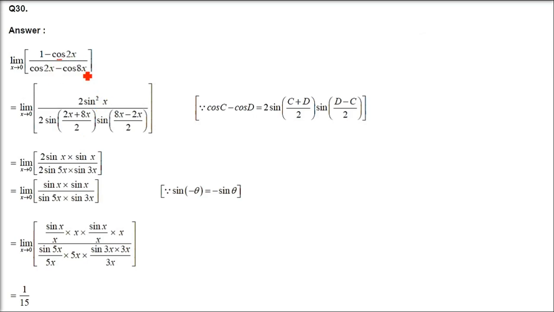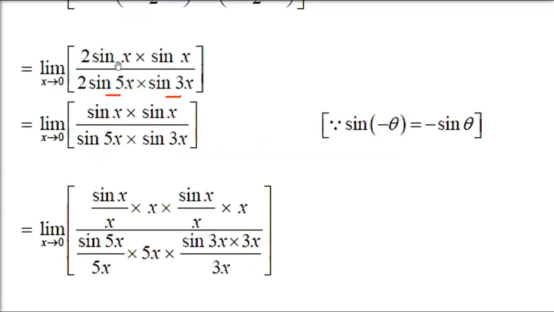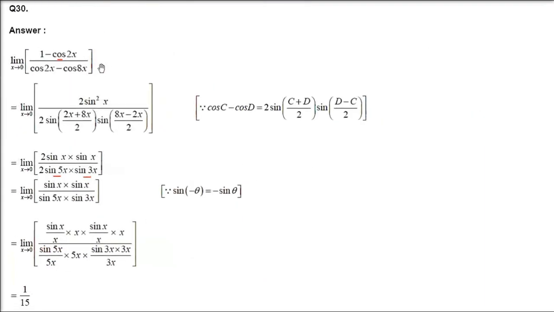Then in the denominator you have cos c minus cos d. So it will be 2 sine (c plus d)/2 sine (d minus c)/2. Why have we done this? Because we don't want that negative term. That is why it's d minus c by 2. So we have the denominator with the expanded formula. This 2 sine square x, we are writing it as 2 sine x sine x in the numerator. Denominator also you have sine 5x and sine 3x.